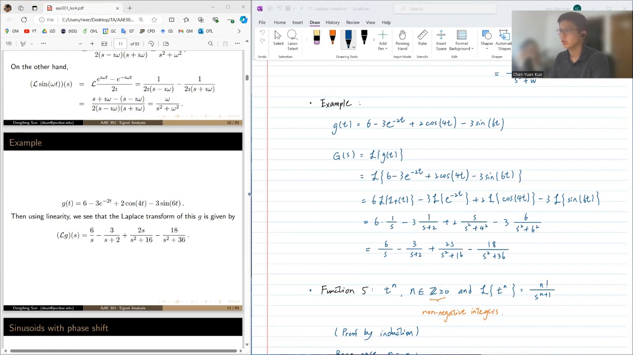And we know the Laplace transform of 1 equals 1/s, and the Laplace transform of e to the negative 2t equals 1/(s plus 2), and the Laplace transform of cosine of 4t equals s/(s squared plus 4 squared), and the Laplace transform of sine of 6t equals 6/(s squared plus 6 squared). So in the end, you will get the Laplace transform of g equals 6/s minus 3/(s plus 2) plus 2s/(s squared plus 16) minus 18/(s squared plus 36).